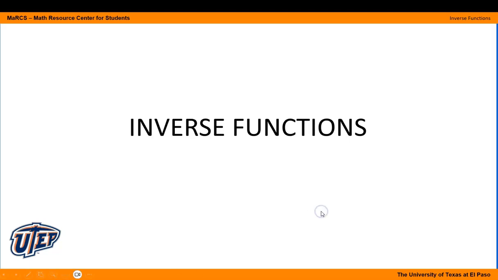Hello, in this lesson we're going to learn about inverse functions. Inverse functions are functions that reverse the action of another function. Throughout this lesson we will learn how to recognize inverse functions, verify them, and find them algebraically.